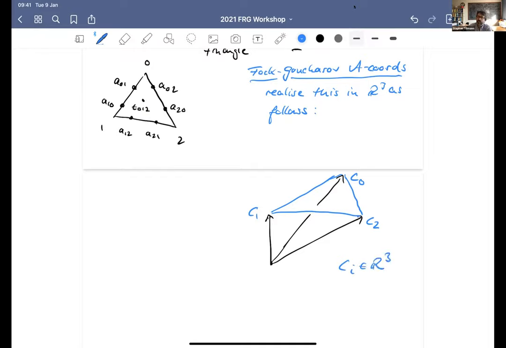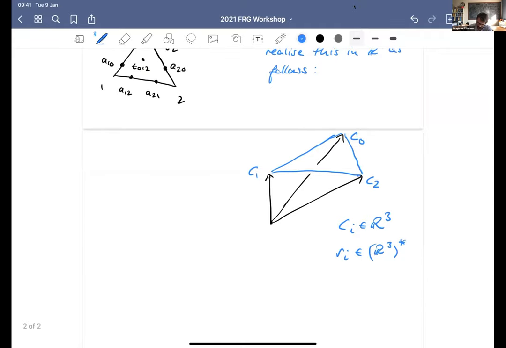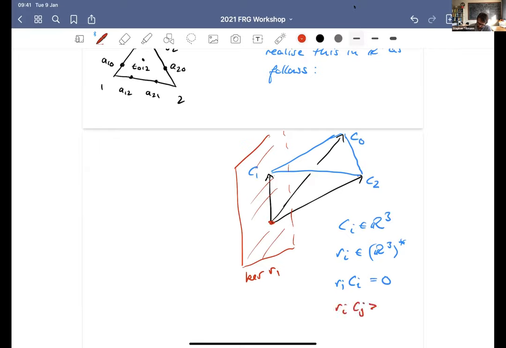The other thing that I will choose is covectors. So I will choose covectors r_i in the dual space. They're supposed to satisfy the property that r_i applied to c_i is zero. So really what I get is a plane here that contains this vector. So this here is the kernel of r_1, say. And I have some kind of positivity condition, and that is that r_i applied to c_j is bigger than zero if i is not equal to j. So there's a notion of these sitting on the positive side of this.